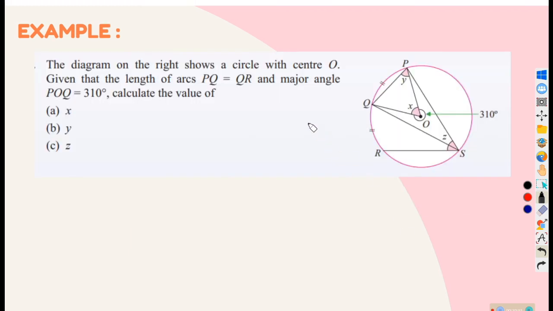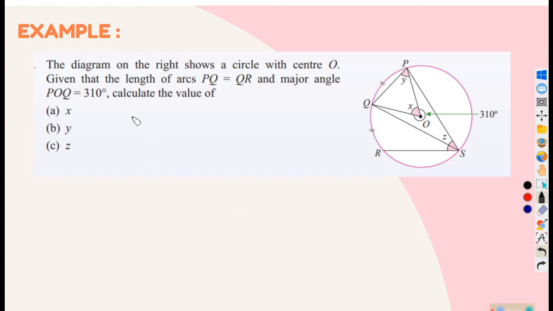Okay, so we move on to the next example here. The diagram on the right shows a circle with center O. Given that the length of arc PQ is equal to QR, the lengths here are the same, and major angle POQ is equal to 310 degree. So POQ is here. Calculate the value of x, y, and z.